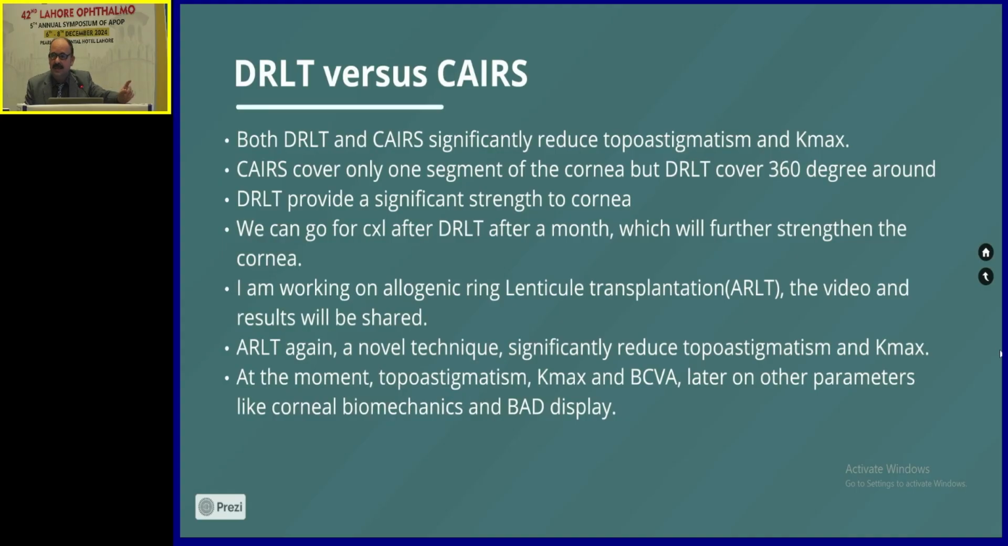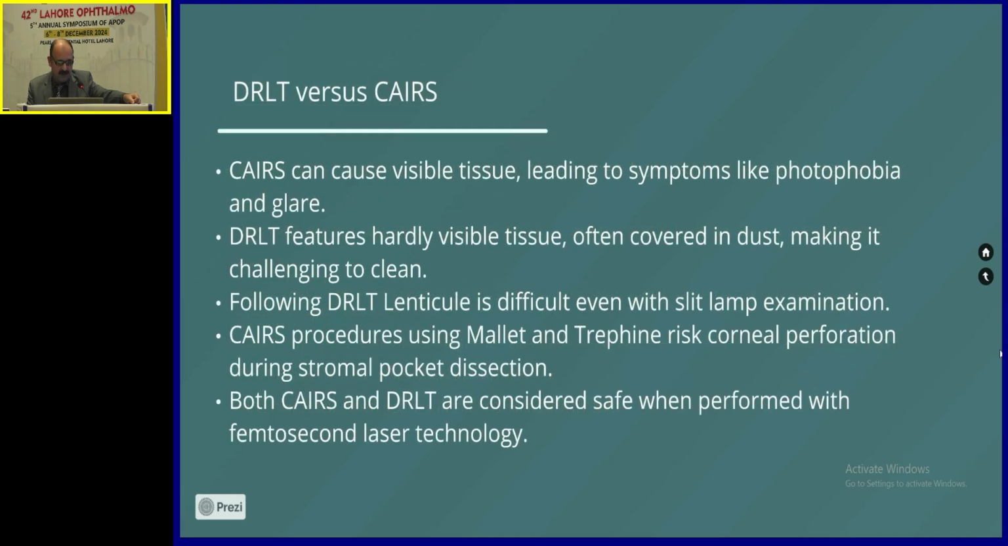I'm working on another new procedure, that is allogenic ring lenticule transplantation, ARLT. So that was DRLT, this is ARLT, and the video and the results will be shared with you very soon, hopefully in the next conference. ARLT, again a novel technique, significantly reduced topo astigmatism and Kmax. At the moment we are looking at topo astigmatism, Kmax, and best corrected visual acuity. Later on, we will look at other parameters like corneal biomechanics and the bed display. At the moment I'm picking these 3-4 points, but there is a reduction in many other parameters of the cornea as well.